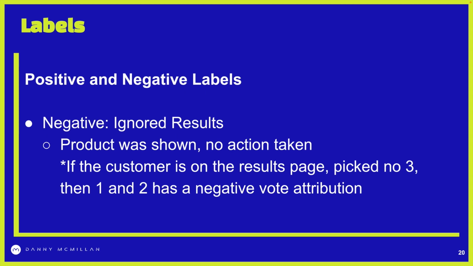Now, the other side, which is negative, is ignored results. An example would be the product was shown, but no action was taken. So if the customer is on the results page and picks number 3, then 1 and 2 get a negative vote attribute. It doesn't mean it's bad; it's just looking for areas where Amazon is trying to improve things all the time. So positive labels are very important, but what the customer doesn't do in that behavior will also feed the machine more information.